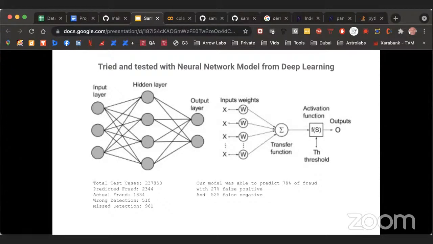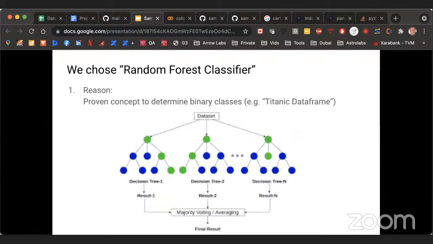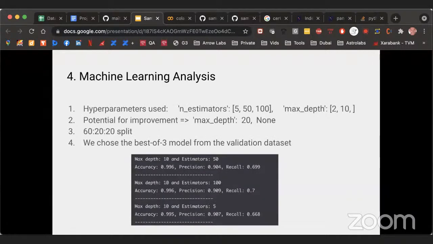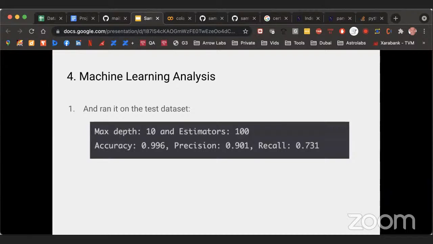So we concluded that this is not really a good model to predict fraud, because there are too many false positives and false negatives. So we went back and looked at what other model we could use, and we knew from an earlier data set that the random forest classifier was a good approach for binary class detection. So we used that and ran a 60-20-20 split with hyperparameters of 5, 50, and 100, and a maximum depth of 2 and 10. This could have been improved, but the initial results were quite promising. So we chose the 3 best ones and ran them on the test data set.